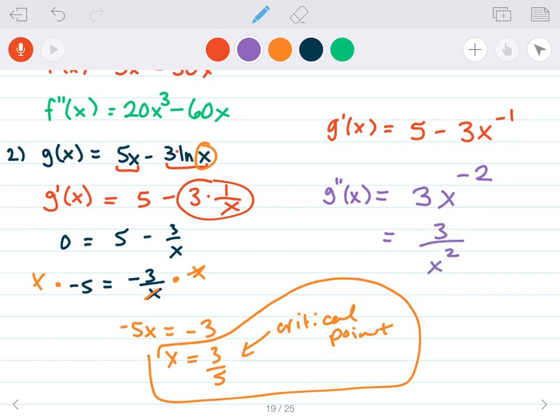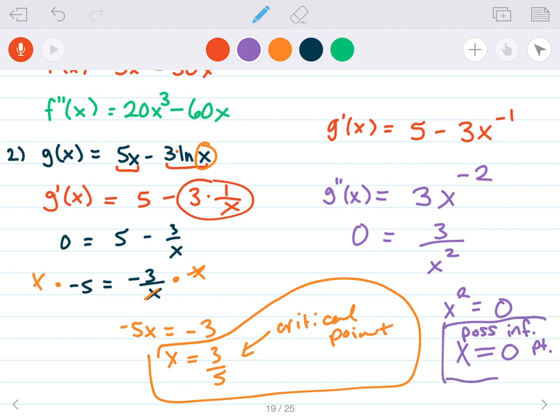And I want to set this, since the whole fraction can't be 0, right? 3 over something can't equal 0. What I'm going to do is see where this thing is undefined. And so I just set the denominator equal to 0, for inflection points. And I end up getting that the possible inflection point is x equals 0, and that's it.